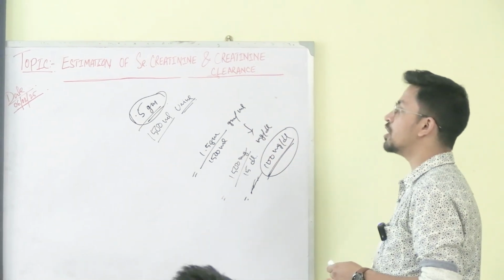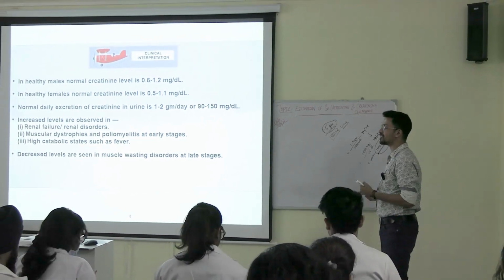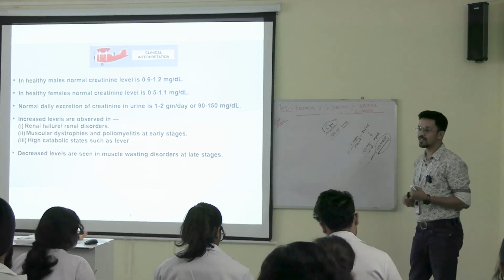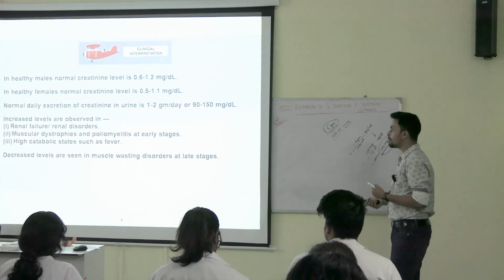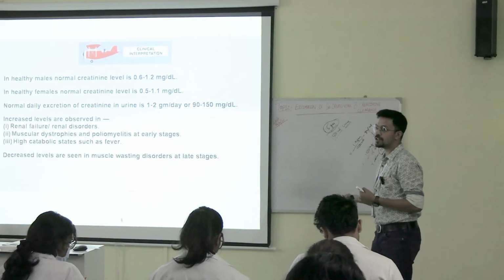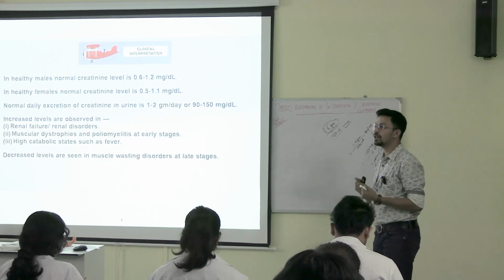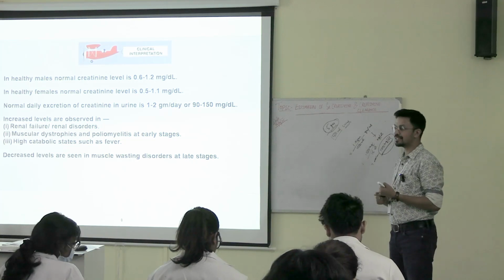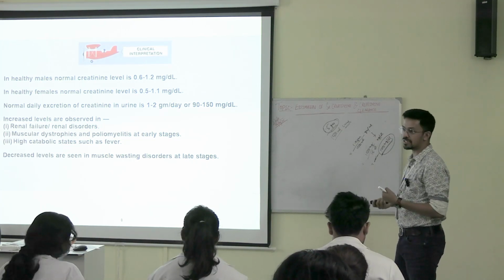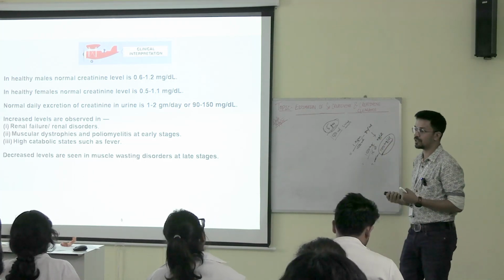Now, increased levels are observed in renal failure or renal disorders, any type of nephrotic disease, nephritic disease, glomerulonephritis. You will get the creatinine level to be high. Then there are different types of muscular dystrophies. When you read physiology, you will come across Duchenne muscular dystrophy and Becker's dystrophy. Then poliomyelitis in the early stages. These are the clinical conditions where you can get an increased level of creatinine.